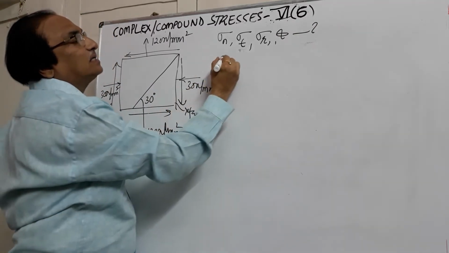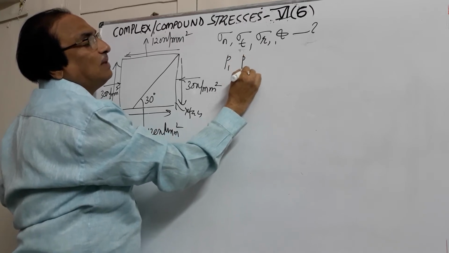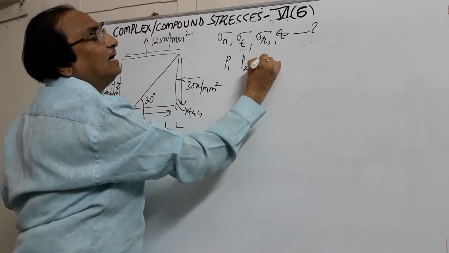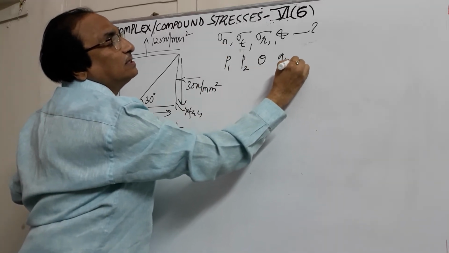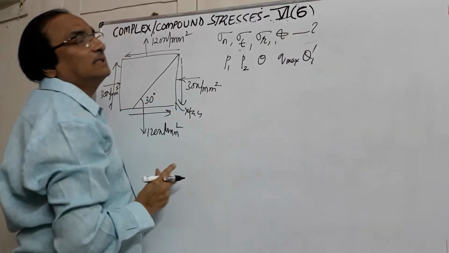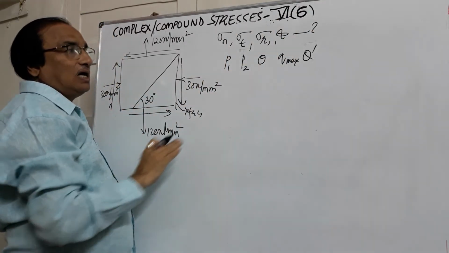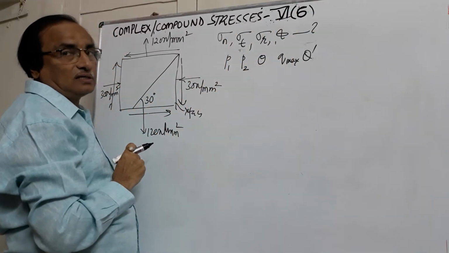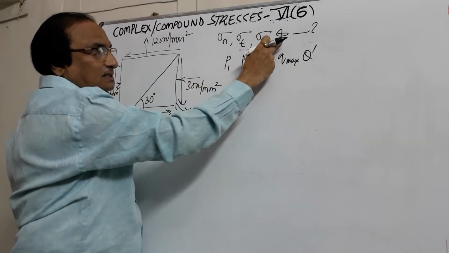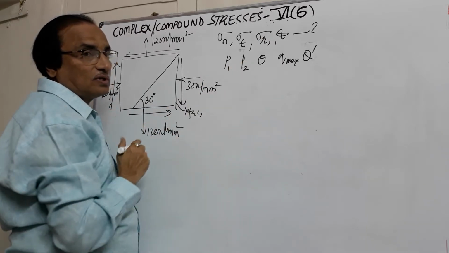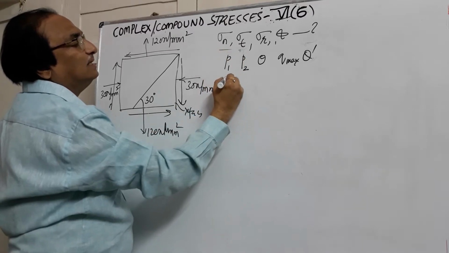In addition, he has asked you to find out what is the major principal stress, what is the minor principal stress, what is the angle that the principal stresses are making, and how much is the maximum shear stress and its plane theta dash. So in this, normal and tangential stress is asked, and principal stresses have also been asked. So you should do this in two steps. Find out this first. Then the second step will be to go for the principal stresses. So first we will go for normal stresses and tangential stresses.